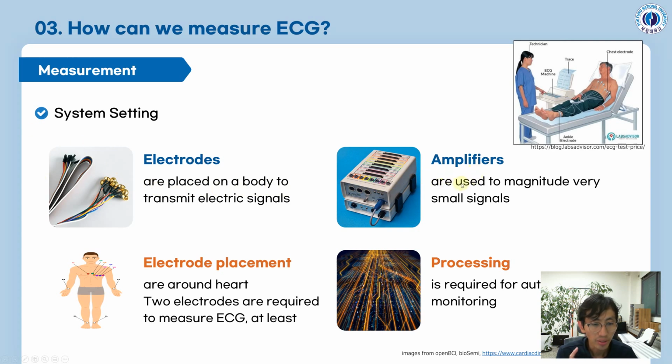Amplifiers are necessary because our ECG signal, our body signals, are very weak, and the amplifier is used to magnify it, make it bigger, because the measured signal is in millivolts. And then after that, we need computing power to process it and to recognize it if necessary.